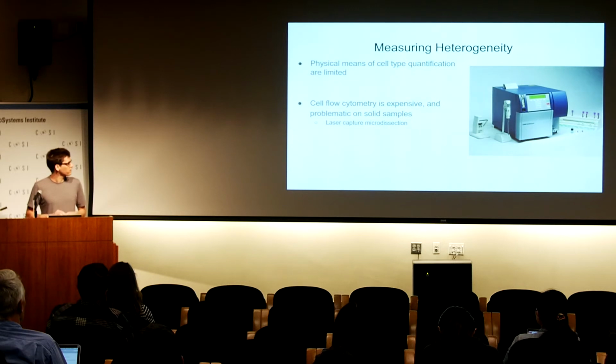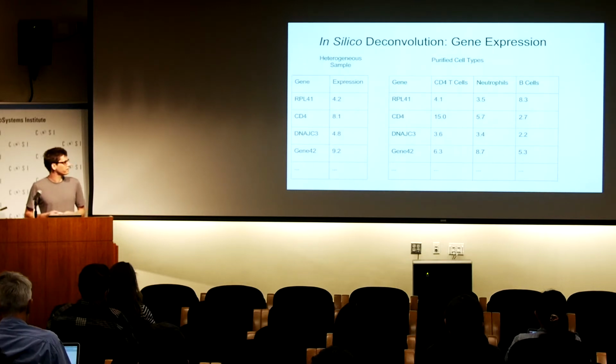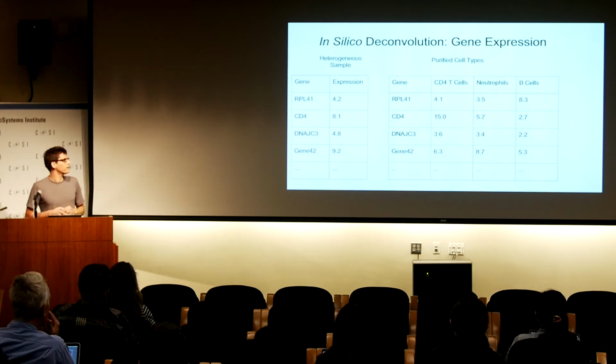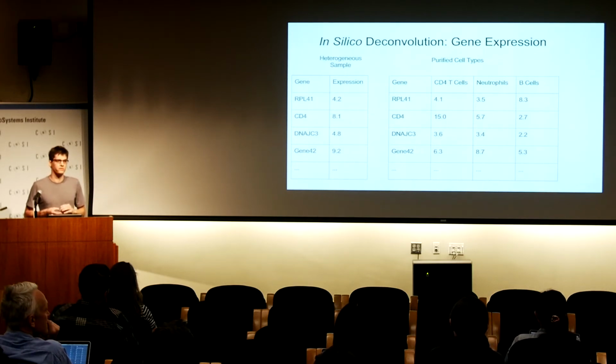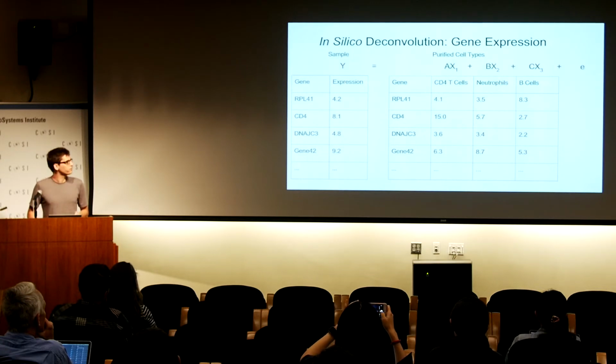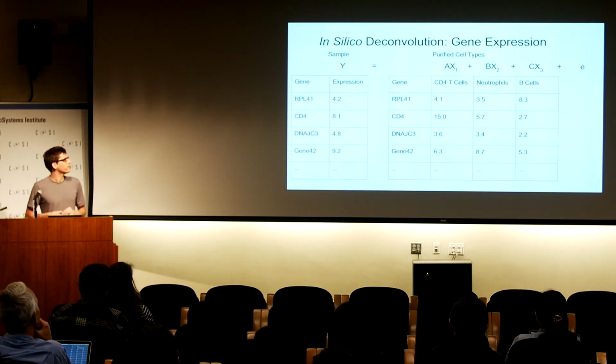So what our lab is doing is we're developing some digital means of doing this using sequencing or chip data. I'm doing this using gene expression. Other members of the lab are doing it using methylation, but I'll be talking about gene expression. The basic idea is that if you have a heterogeneous sample of unknown composition, and you also have the expression profiles of purified cell types, then if the heterogeneous sample is a combination of these cell types, you should be able to explain it as a linear combination. You should be able to do a linear regression and get a decent answer.